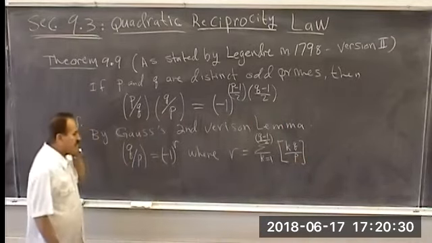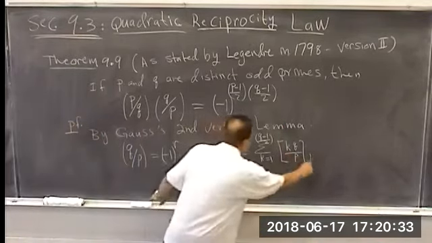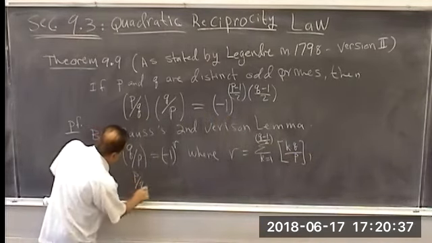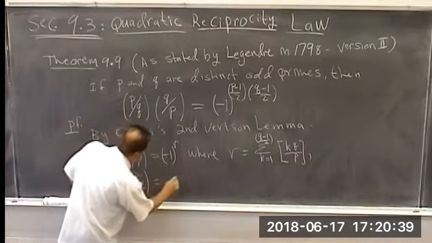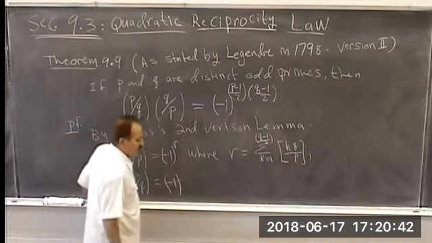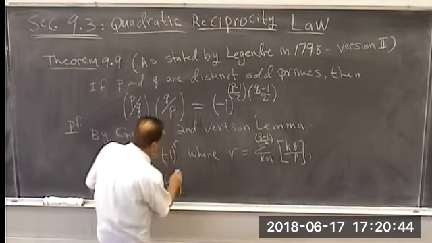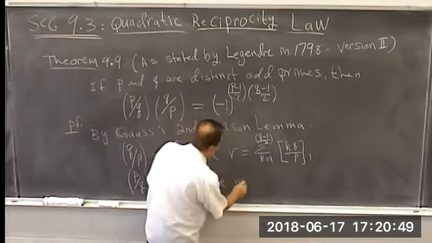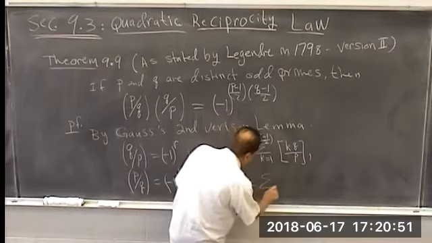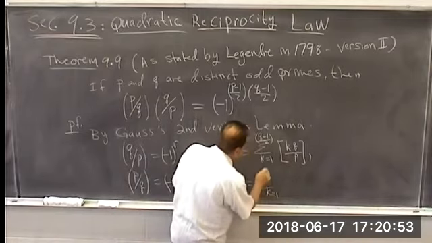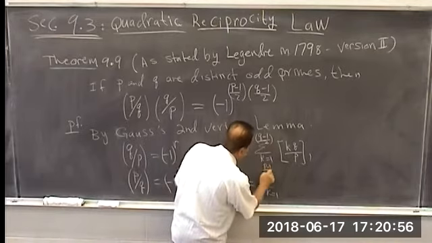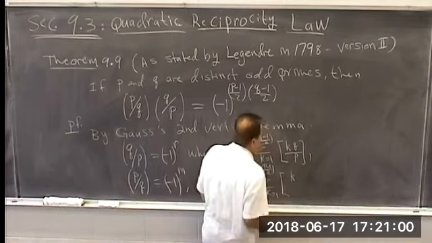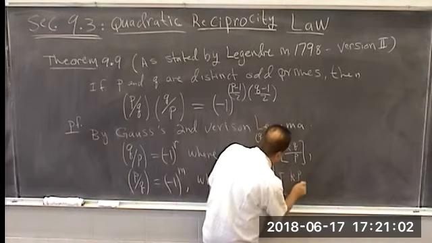All right, and similarly, we have P over Q is equal to -1 to the exponent M, where M is equal to a similar summation, K equal 1 to (P minus 1) over 2, of the greatest integer of Kp over Q.